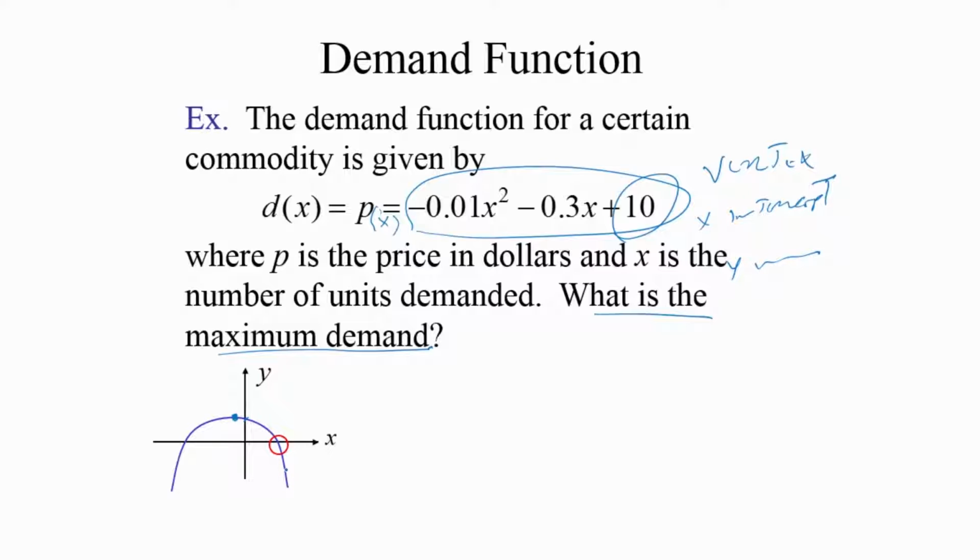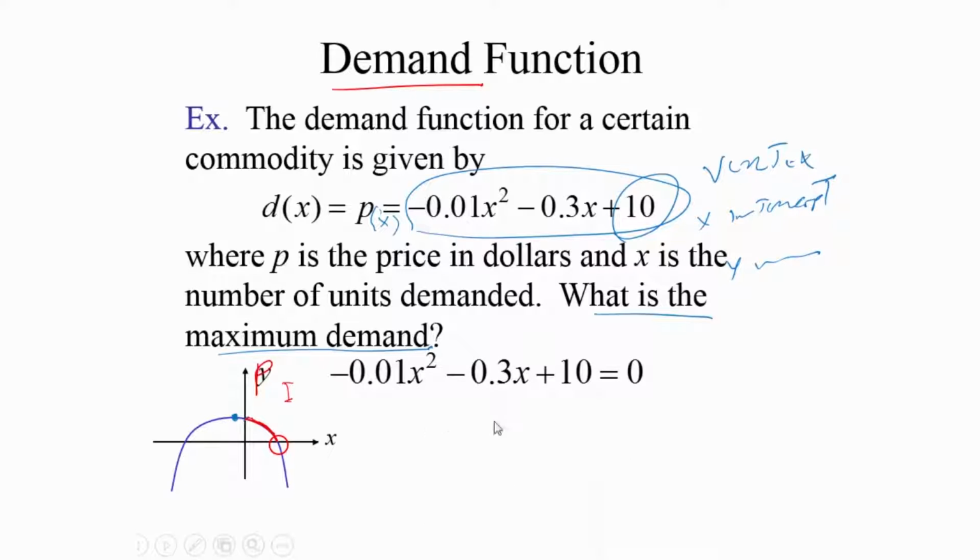Now, this is the whole function, but the part that is of interest as far as economics is concerned, since price and quantity cannot be negative, is the part of this function that would be the demand, which is this part in the first quadrant. The rest of it is irrelevant. Down here we are talking about negative price, which doesn't make any sense. To the left we are talking about negative quantity, buying negative quantity, which doesn't make any sense either. So the only part of interest as far as demand is concerned is this part in the first quadrant.